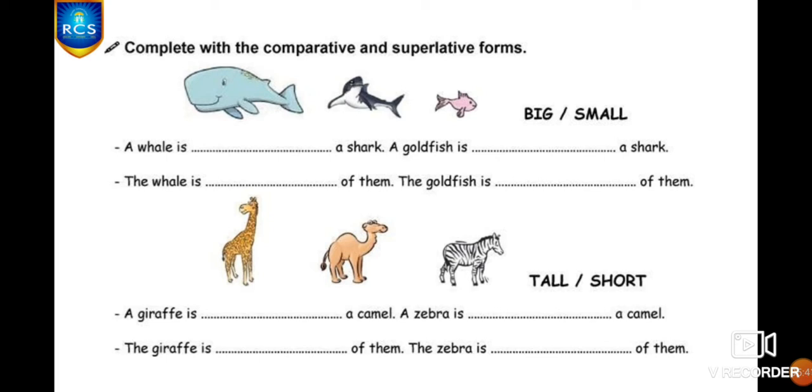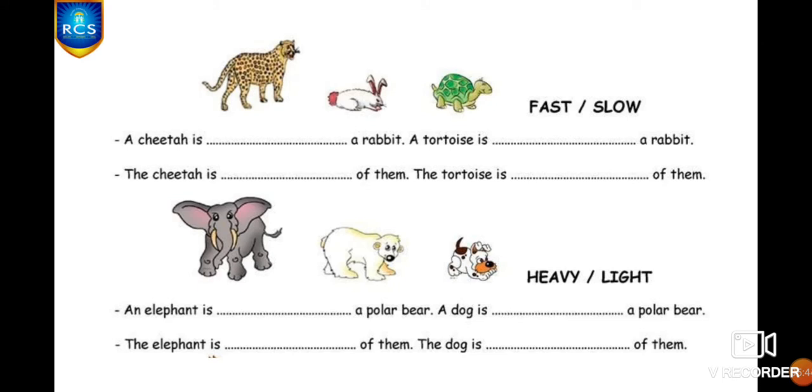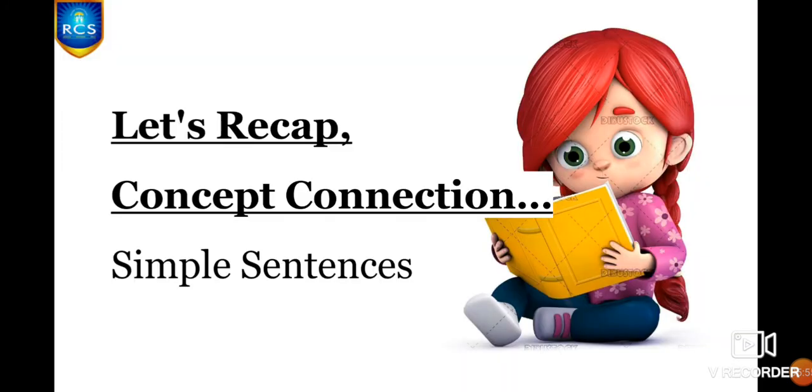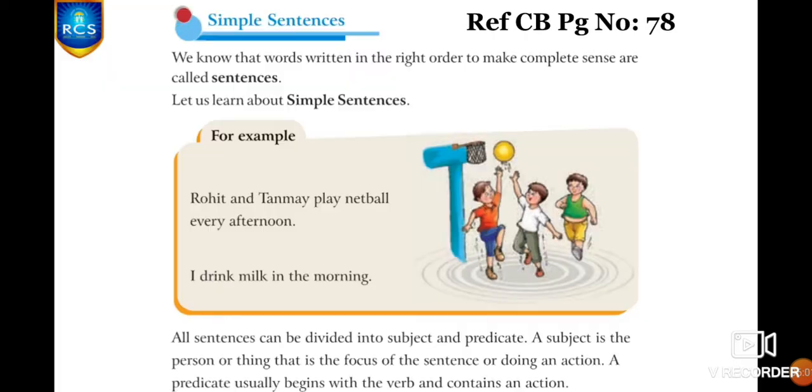And like this, you have to complete all these questions in your English note or rough note, and you can post it in grade 4 English Google Classroom. Clear? And now let's recap the concept connection, simple sentences. We know that words written in the right order to make complete sense are called sentences. And now let us learn about simple sentences.